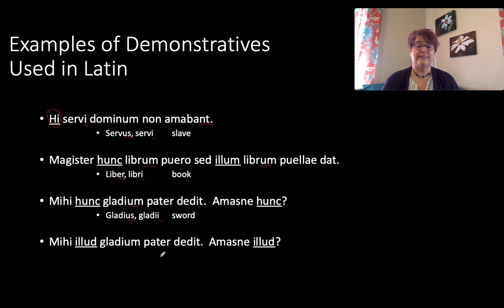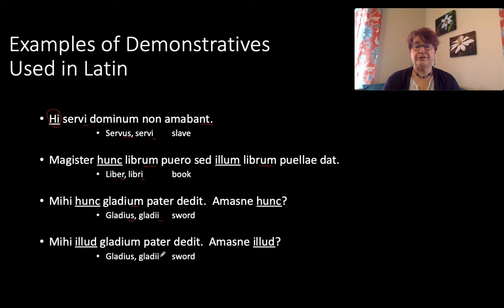Here we see the same sentence, but this time with illud, meaning that. So the sentence means the same thing, but instead of saying this sword, I'll say that sword. And then again, I would translate the second sentence as, do you like that?